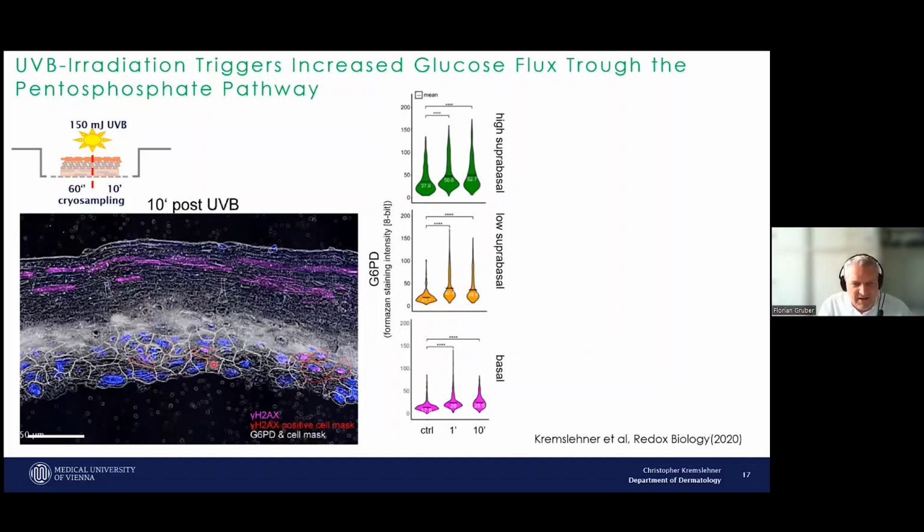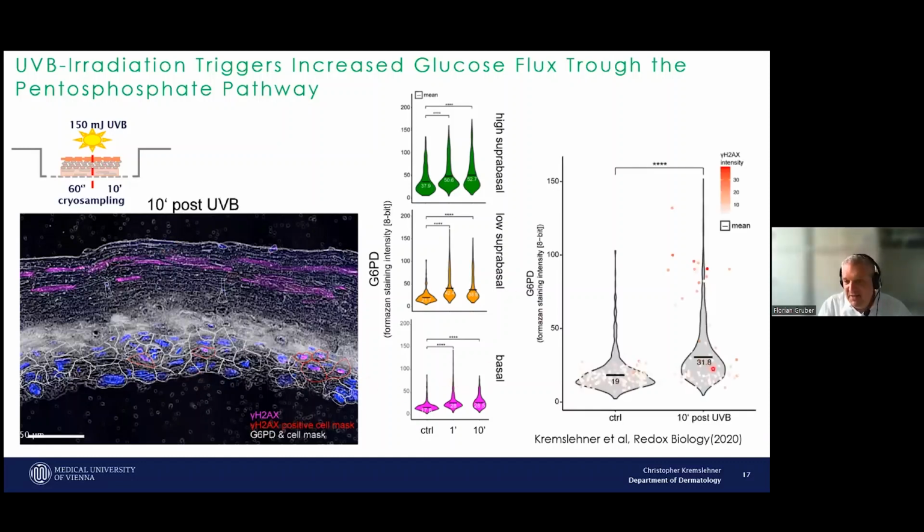And we correlated this then with a signal for DNA damage. So we did a gamma H2AX staining, and then the software identified the cell shapes and cell areas of those cells that undergo DNA damage repair. And using that, we could show that indeed, immediately after this irradiation, the PPP is switched on, and especially those cells that have DNA damage have a very strong signal of G6PD activity and pentose phosphate pathway activation.